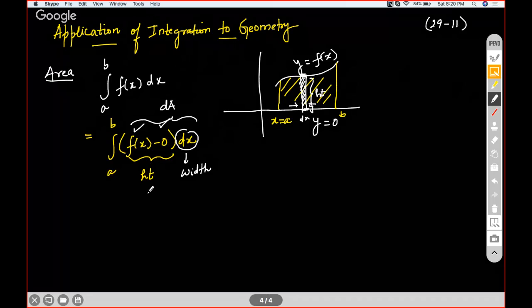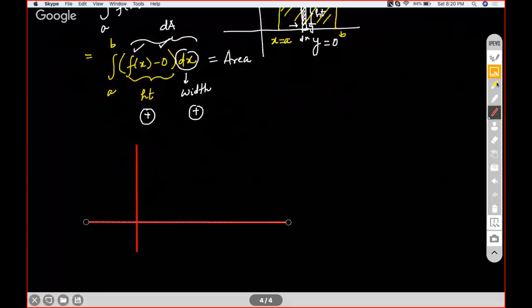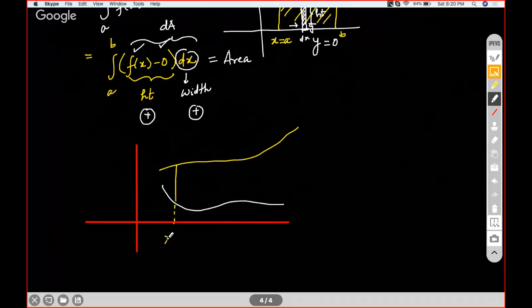And if you have chosen everything properly, that means your height and width both are positive, this will directly give you the area. You don't have to take any mod to make it a positive quantity. Now the same thing, if I generalize this and I say there are two curves and I want to find out the area sandwiched between them. Let's say I have a function like this, and I have another function like this. And I want to find out what is the area between these two curves.